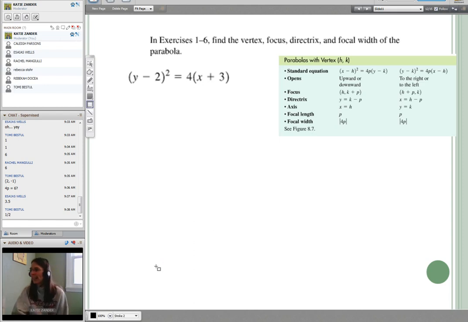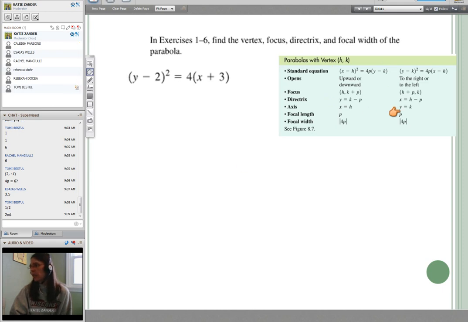All right, then we're just practicing from here on out. Actually, we've been practicing for a while. It says find the vertex, focus, directrix, and focal width of the parabola. So now lots of things we're adding in here. Before we start pulling information, we need to know what column we should be focusing on here. So should I focus on the first column or the second column to pull my information?